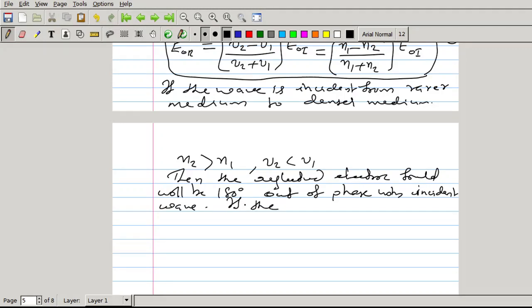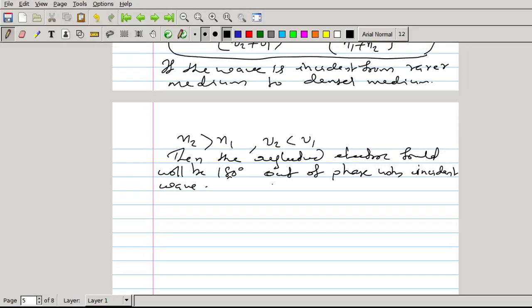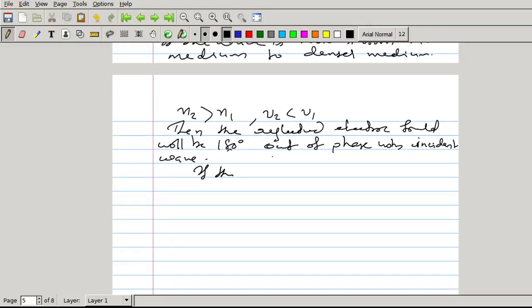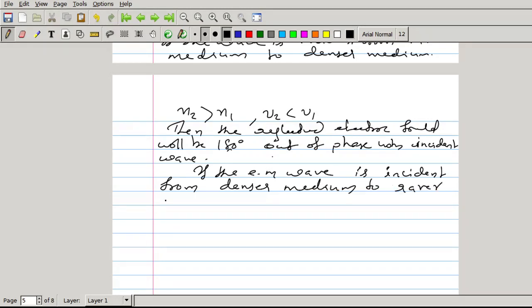Now consider reflection when the electromagnetic wave is incident from a denser medium to a rarer medium. Then N1 is greater than N2, or V1 is less than V2.